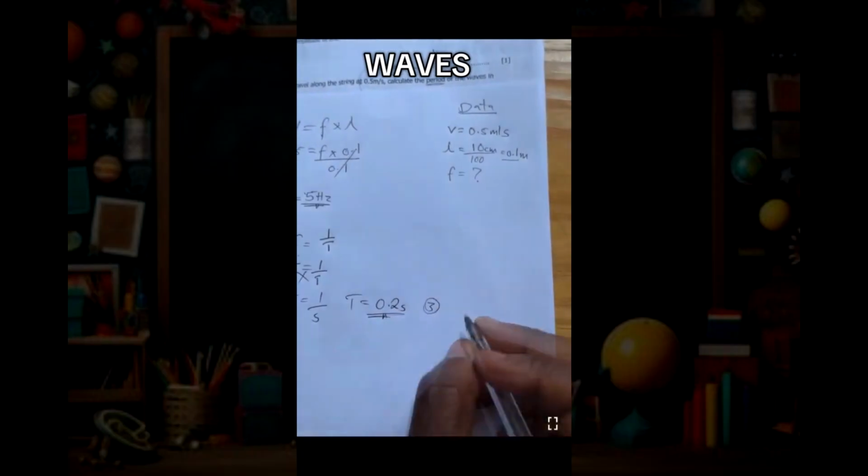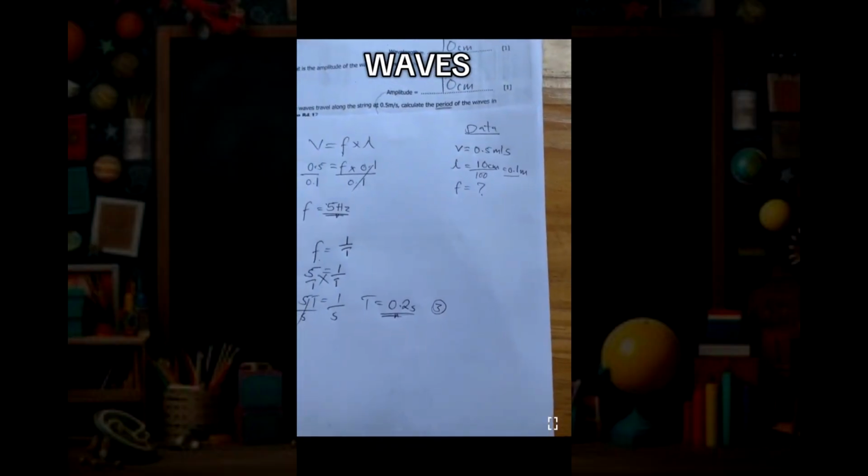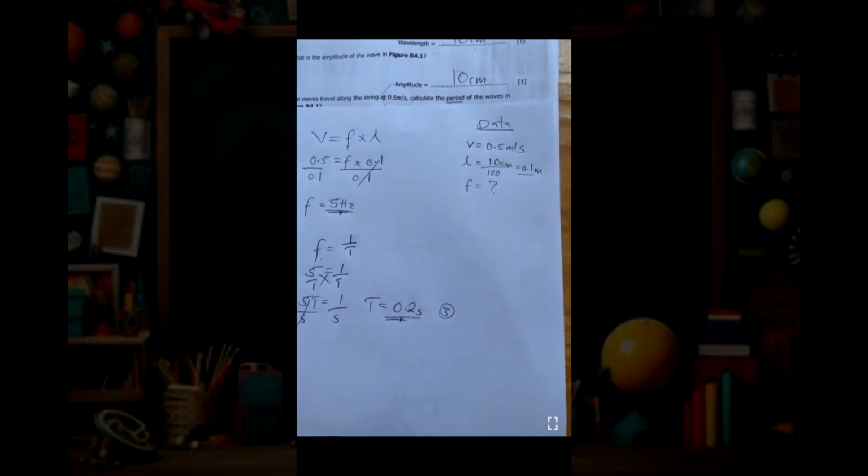So that is 3 marks. This is what you are supposed to do. And this is the question. All right, distinctions.